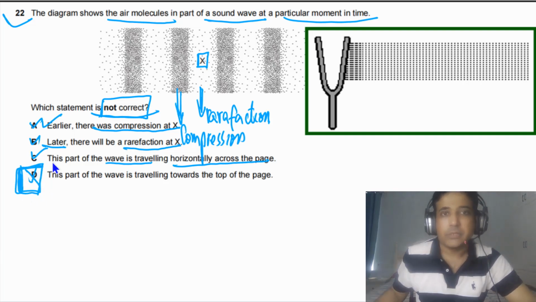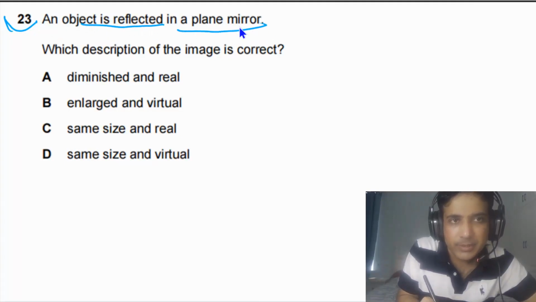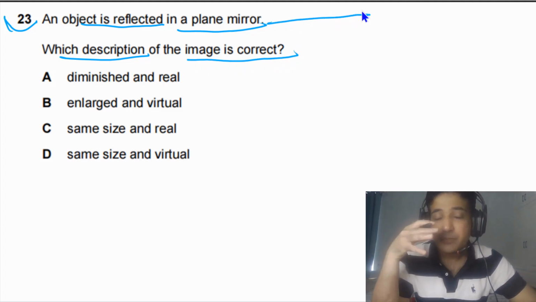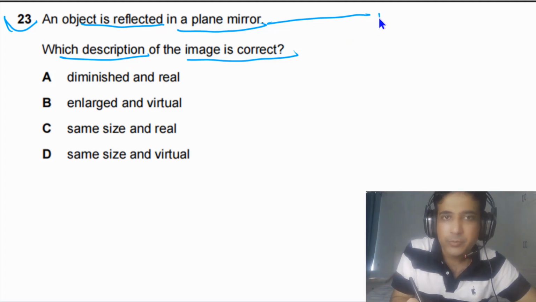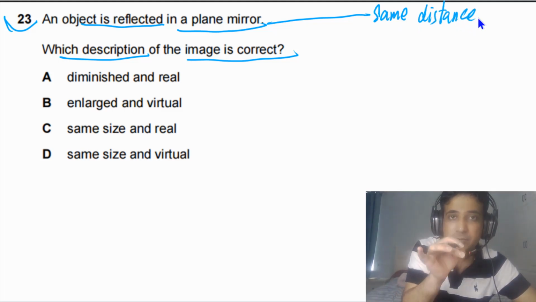So this is incorrect. Question number 23 says an object is reflected in a plane mirror. Which description of the image is correct? So we are talking about a plane mirror. We need to understand the properties of an image formed by a plane mirror. First property is at the same distance from the mirror. Image is formed at the same distance as the object distance from the mirror.